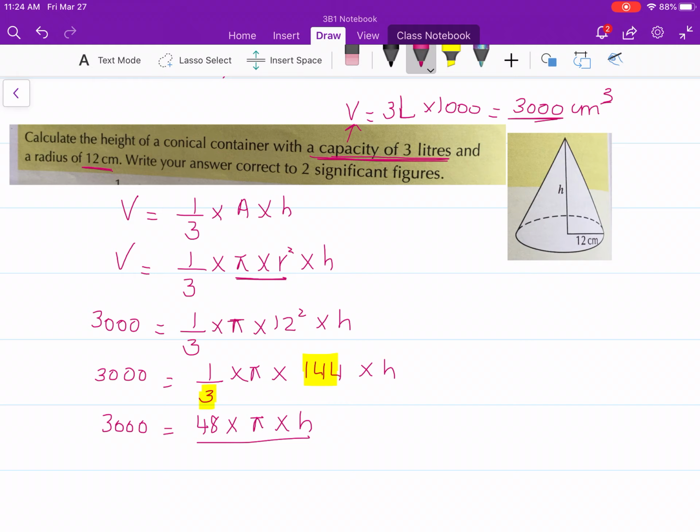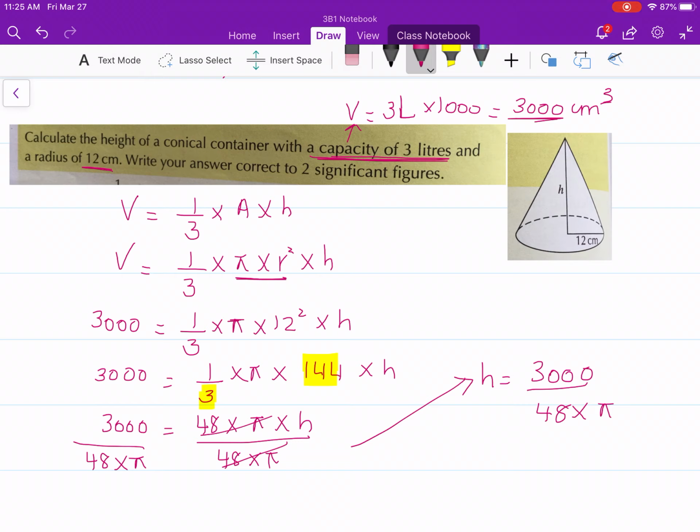So now to get h on its own, I will divide by 48 times pi here, and I'm going to divide by 48 times pi here as well. So 48 times pi and 48 times pi will cancel out, and that gives us h equals 3,000 divided by 48 times pi. Now the question is expecting you to leave your answer rounded to 3 significant figures.